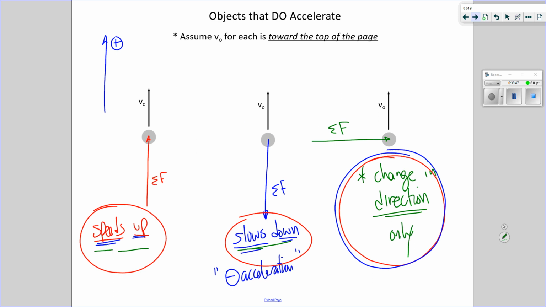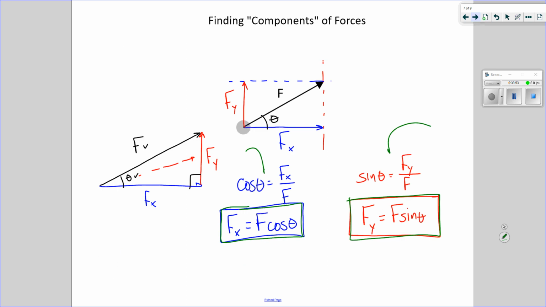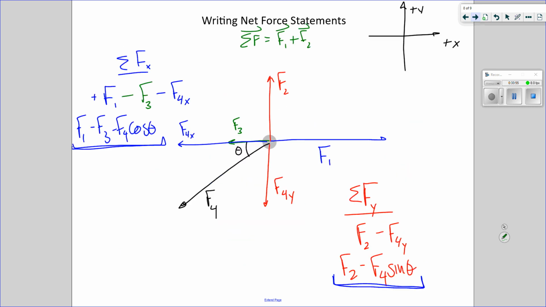3 different cases of what acceleration can mean, right? It doesn't mean speeding up. It can mean other things. How to find components of forces, and a very introductory look into writing net force statements. Okay, so much more to come, but that's a good foundation in Newton's first law and some things about force.